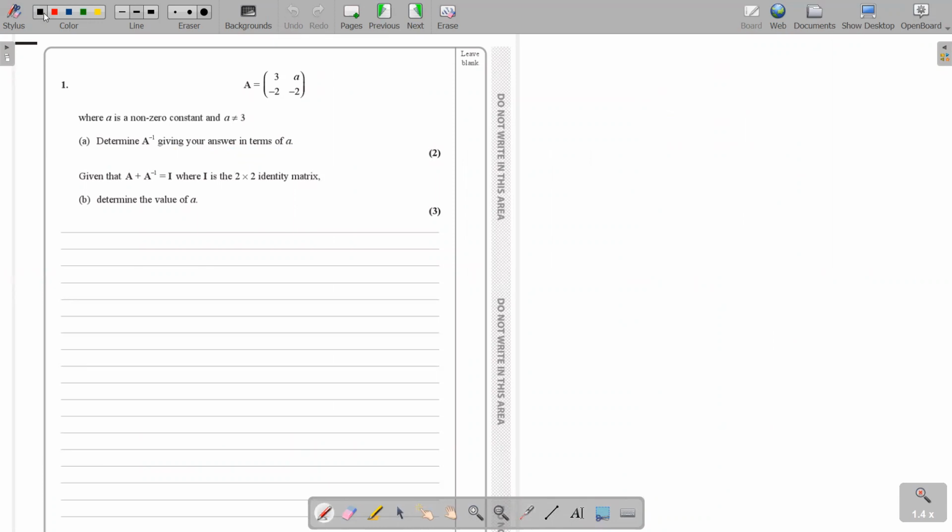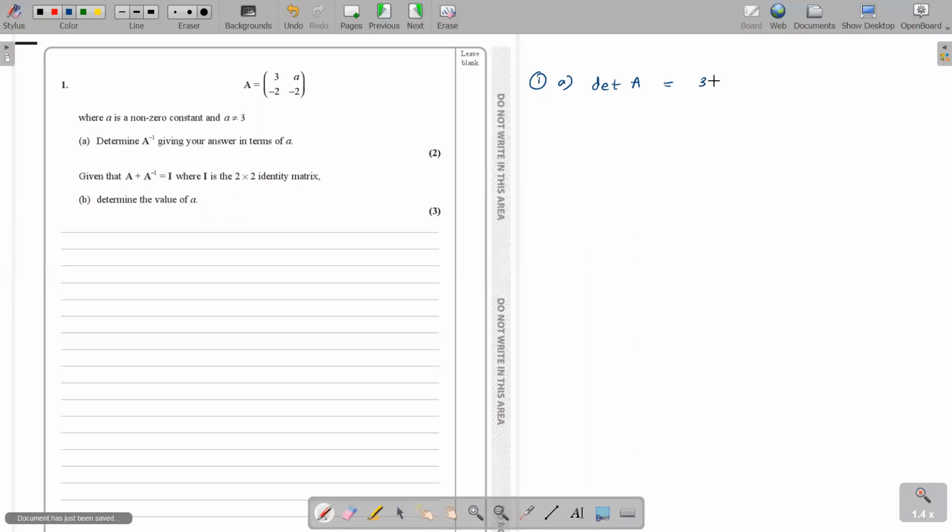Okay, so how do we find the A inverse? The first step towards finding your A inverse is to find the determinant of your matrix. So how do we find the determinant of the matrix? First you take the elements along the main diagonal, multiply them, then subtract it from the product of the other diagonal.